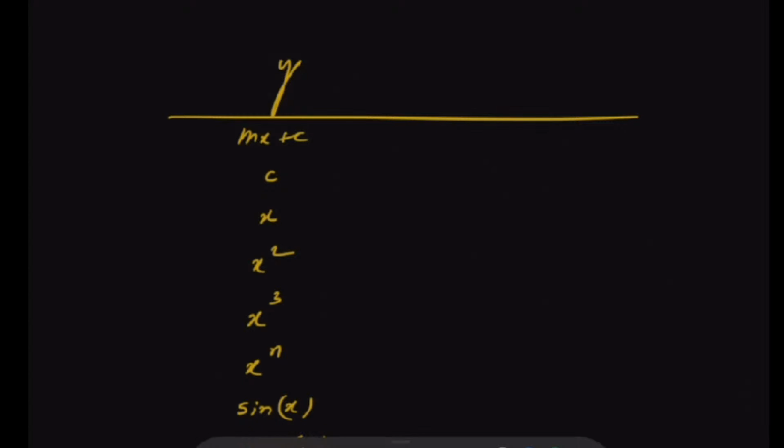So what did we take? We took y for various functions, like mx plus c, and we have seen what the derivative of a constant function is, what the derivative of y equals x is, what the derivative of x square was, x cube was, x power n was. We have also derived derivatives for sin x and cos x, correct? So let me write the derivatives here.